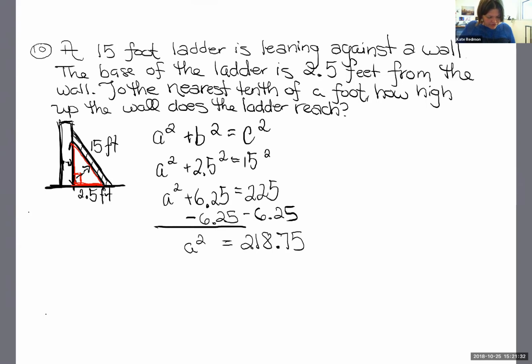And now, of course, in order to get rid of a square, I must take the square root of both sides. Square and square root cancel, leaving me with A. Not A squared, just A, Kate. And there's the math to do.